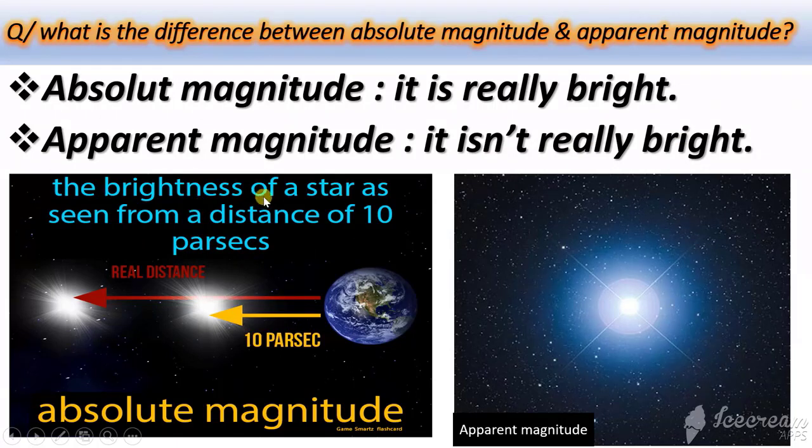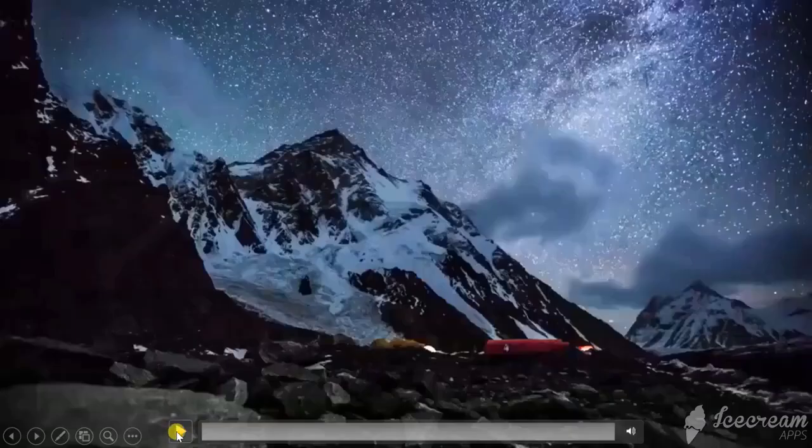The brightness of a star, as seen from a distance of 10 parsecs, real distance, this is absolute magnitude, but this is apparent magnitude. It isn't really bright. Do you remember, my pupils? This subject is very important. Please watch this video.